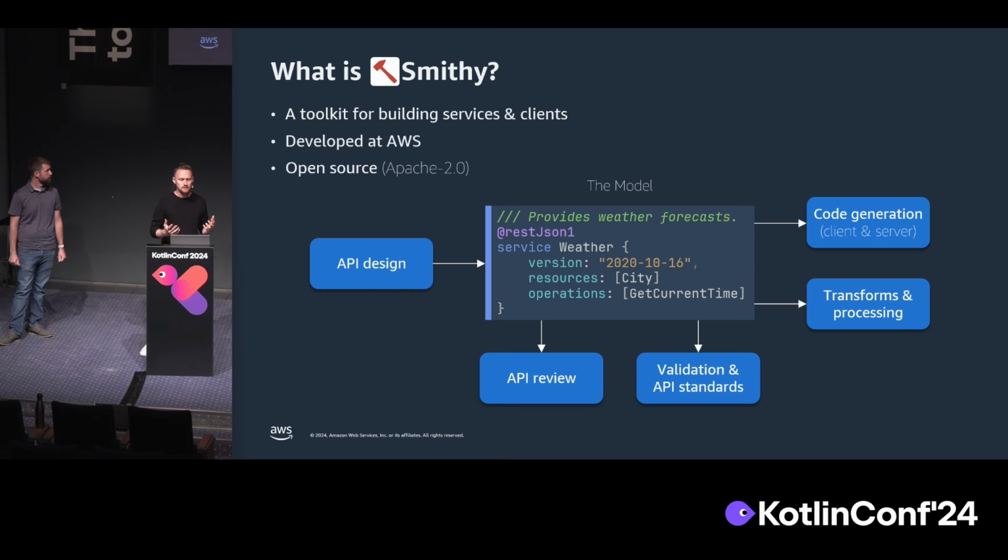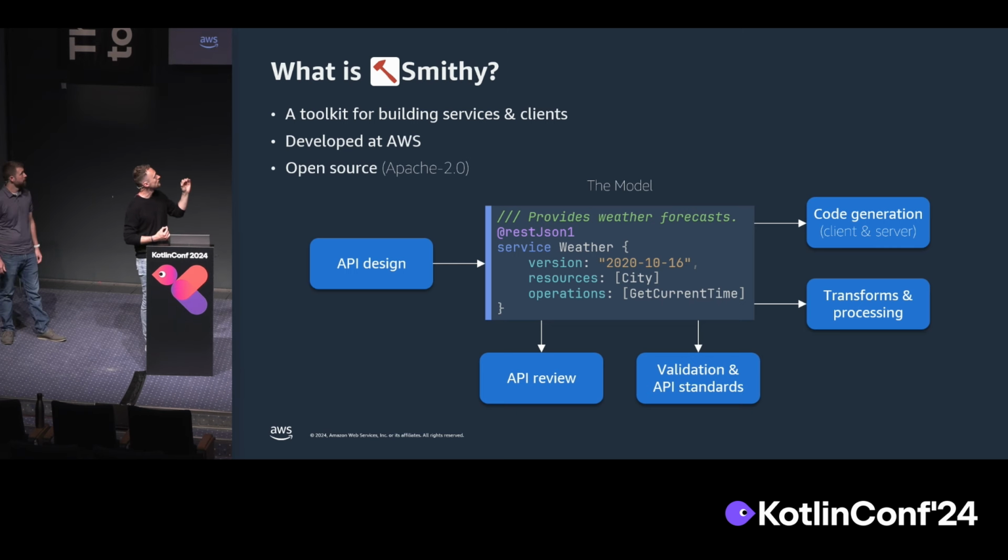Models can be validated against best practices and API standards. Models can be transformed and processed to either build them up or to filter them down for specific use cases or contexts. But by far one of the most powerful features of models in Smithy is their use in code generation. Many of the primary design decisions of Smithy are built around code generation as a first-class feature.